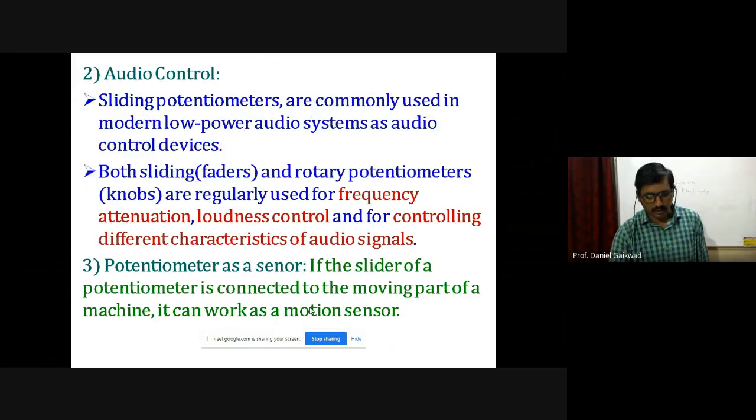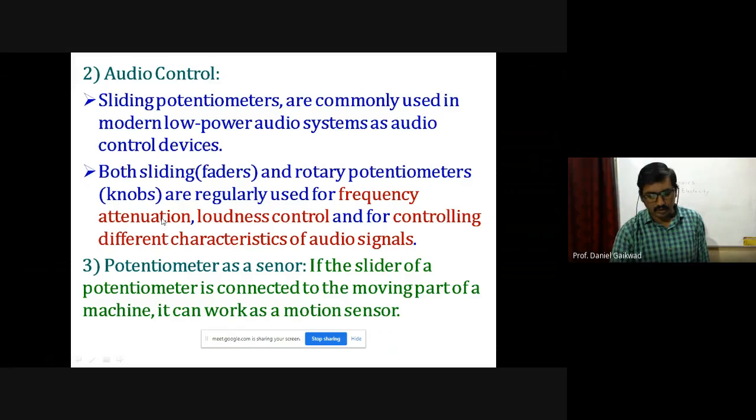Now, number second application is audio control. Sliding potentiometers are commonly used in modern low power audio systems as audio control devices. So the sliding potentiometer is used to control the volume of the audio system. In that case we use a potentiometer. Second, both sliding ones, meaning faders, and rotary potentiometers, meaning knobs, are regularly used for frequency attenuation, loudness control, and for controlling different characters of the audio signal.